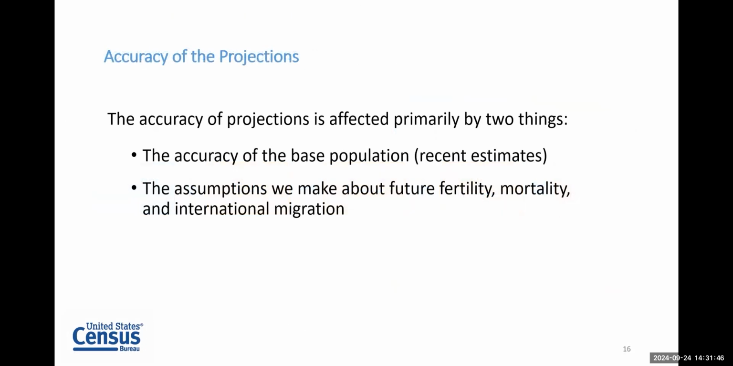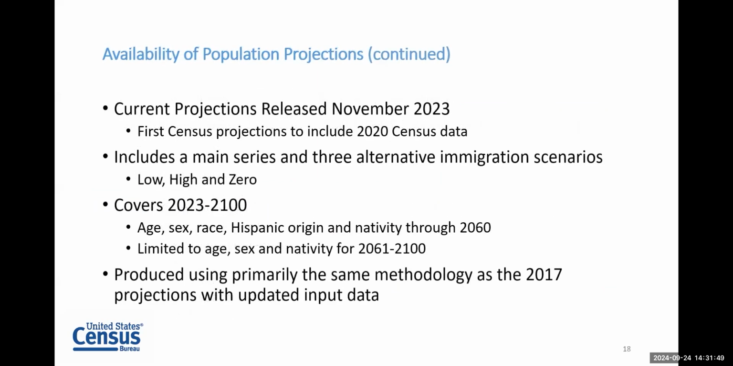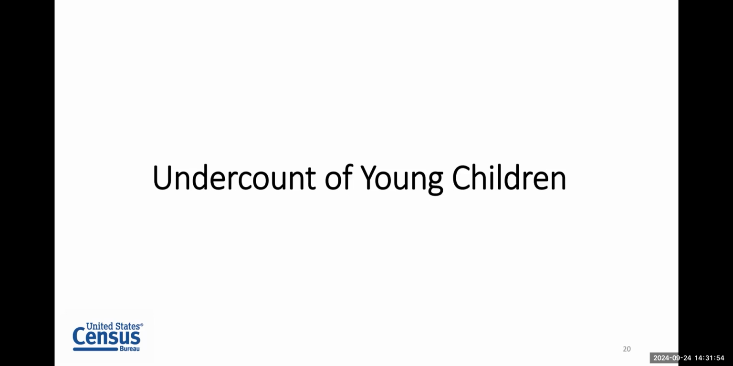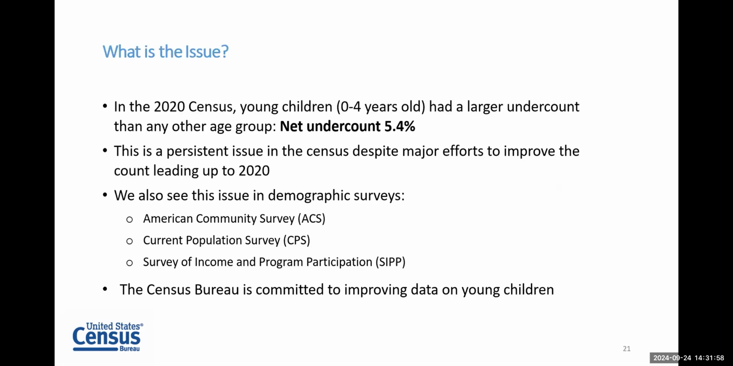Okay, so I've gone through estimates and I've talked about projections. I want to talk about a couple of things that impact the population estimates. One is the undercount of young children. In the 2020 census, young children ages 0 to 4 had a larger undercount than any other age group, a net undercount of 5.4%. In 2010, young children had an undercount of 4.6%, also the largest undercount of any age group. So this is a persistent issue that we see in the census.